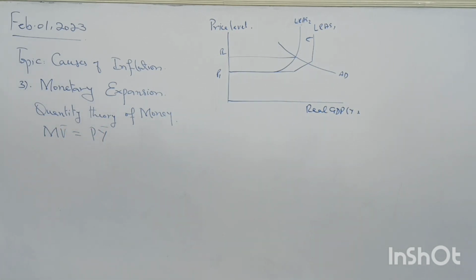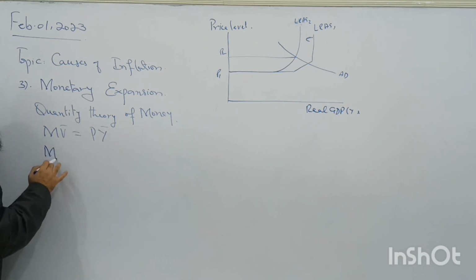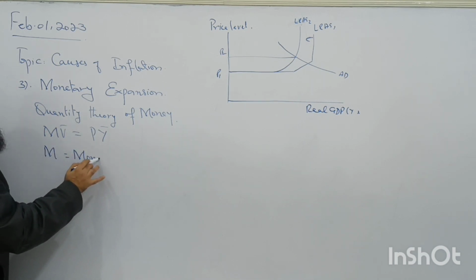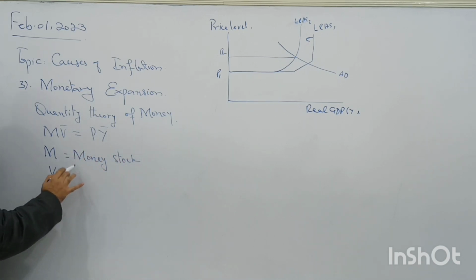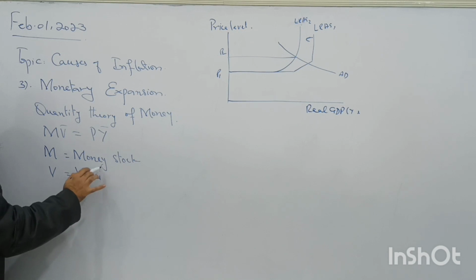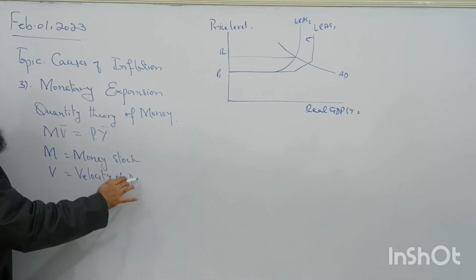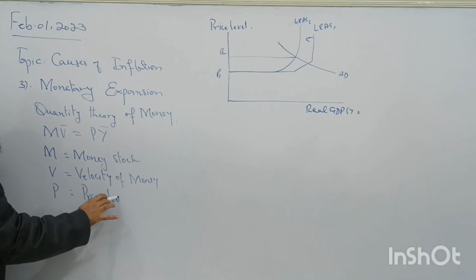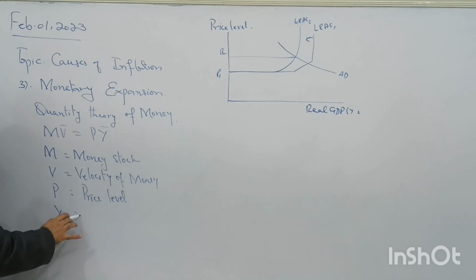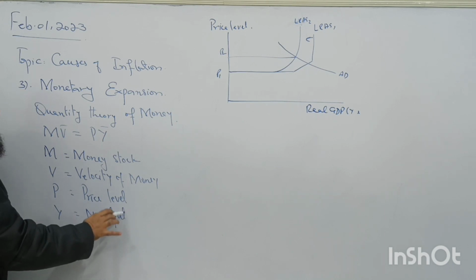M stands for money stock, or the currency notes which are circulating in the country. So M is money stock. And V stands for velocity of money, I will explain it to you. And P stands for price level. And Y stands for national output.